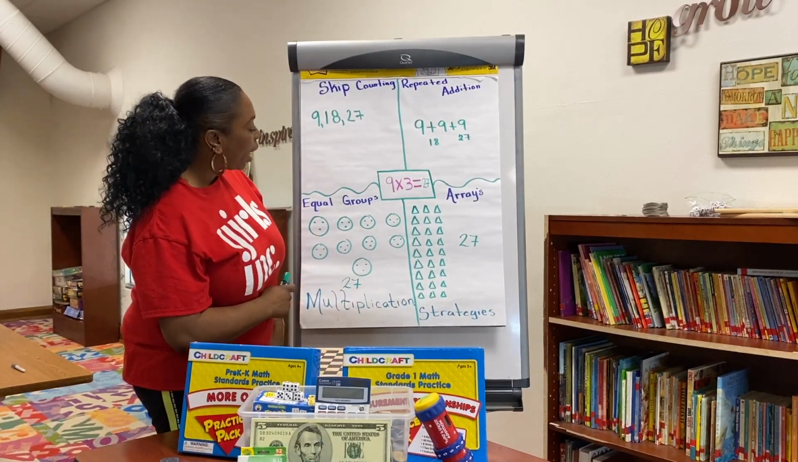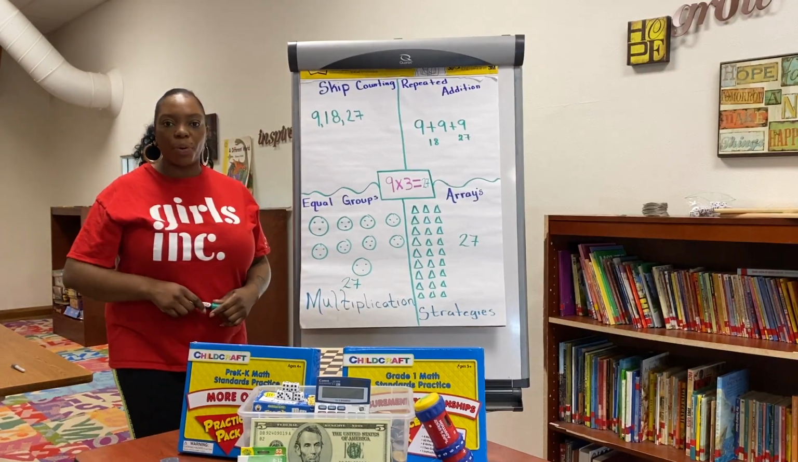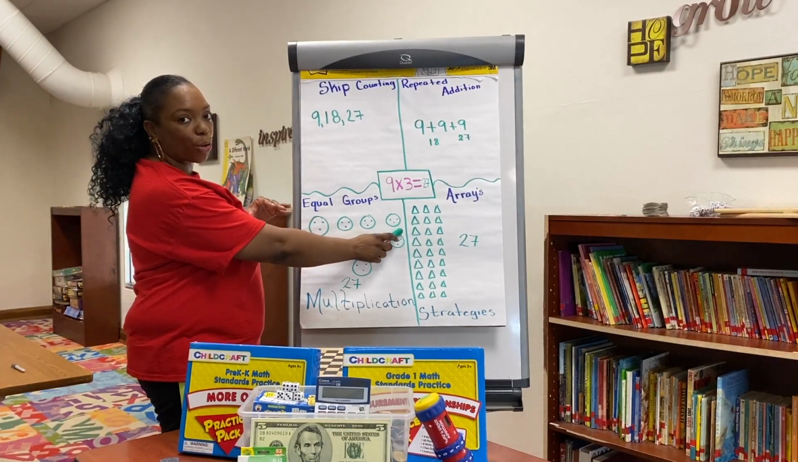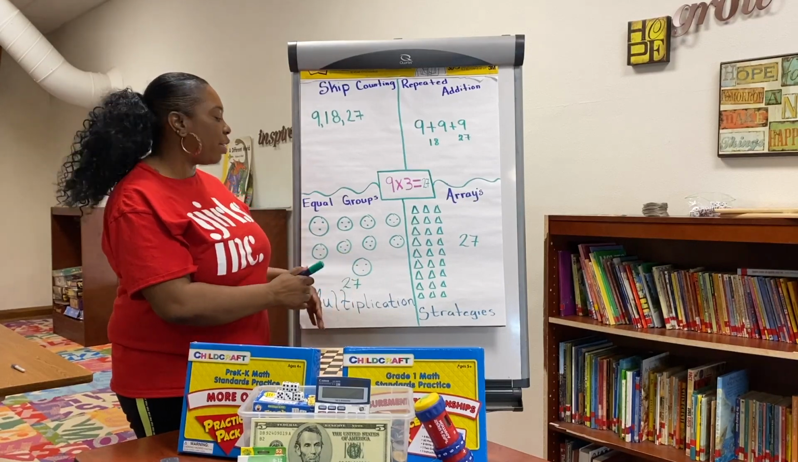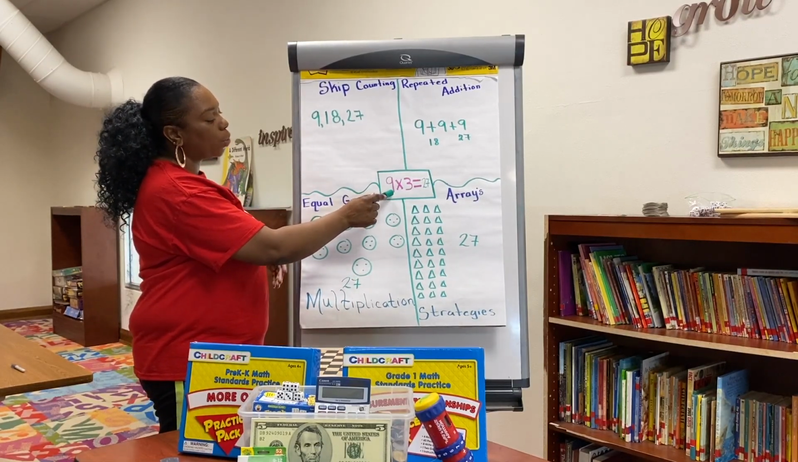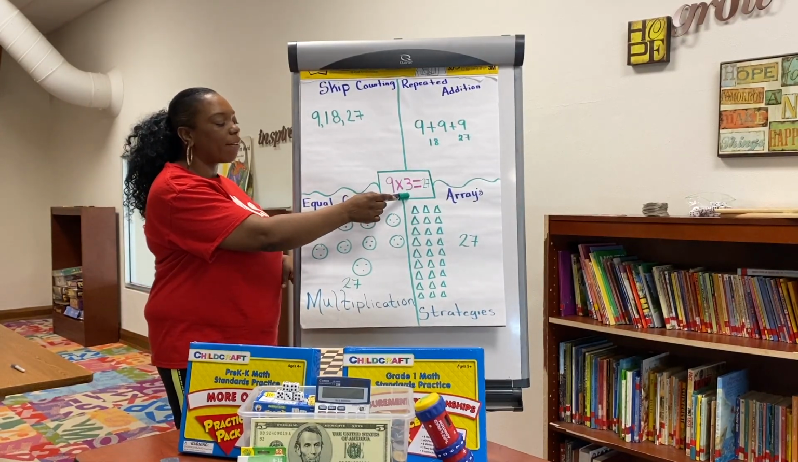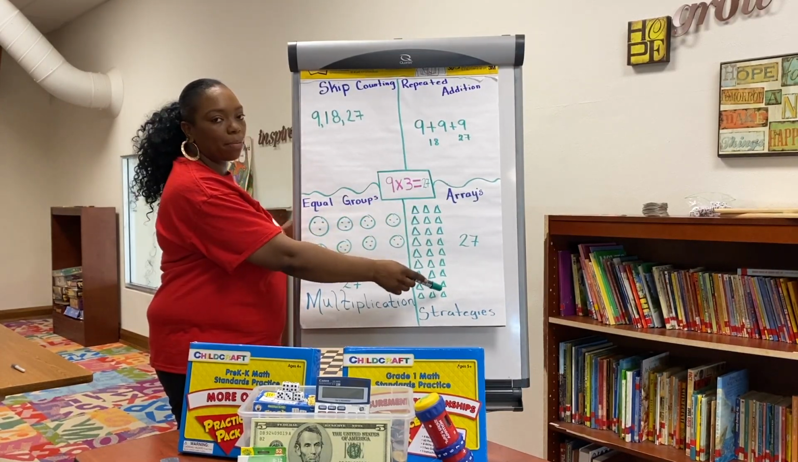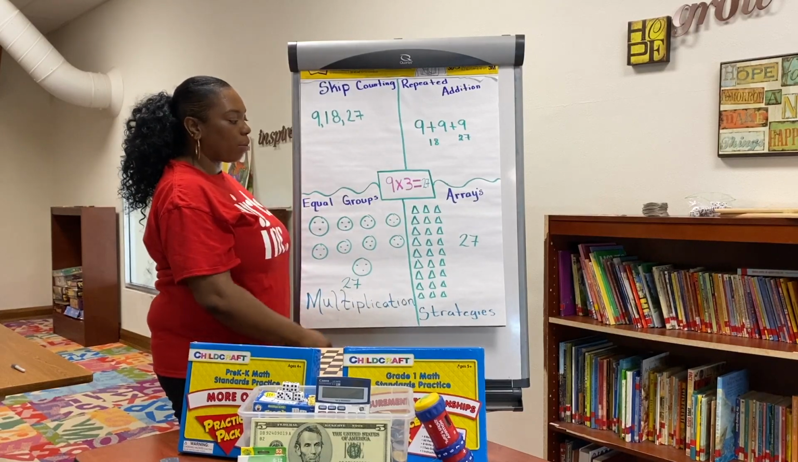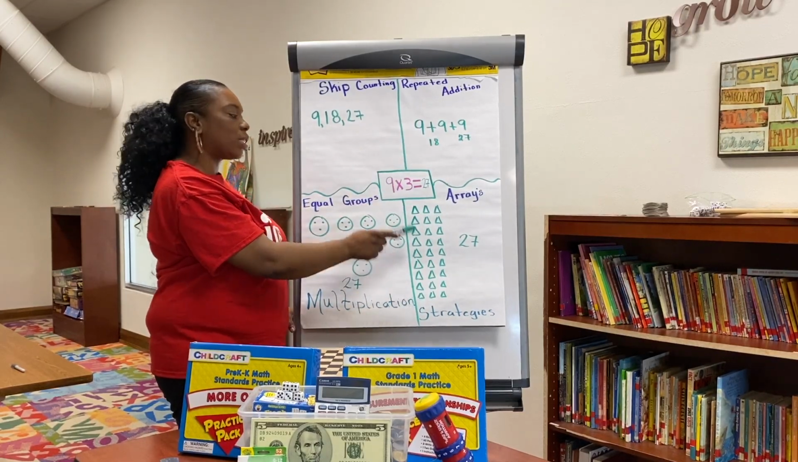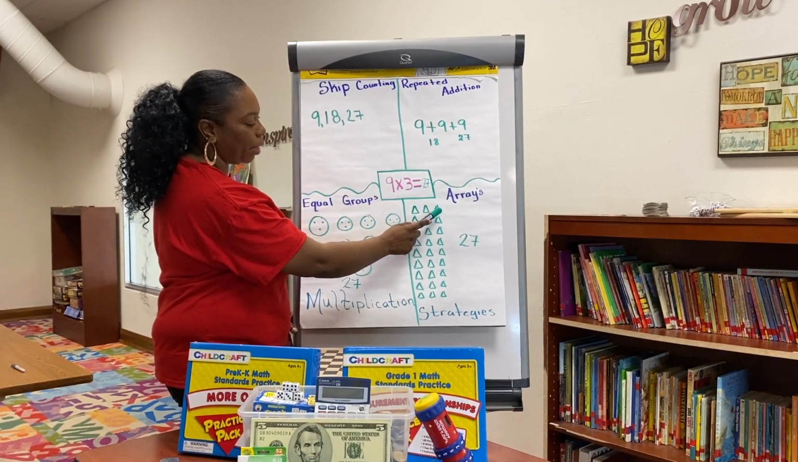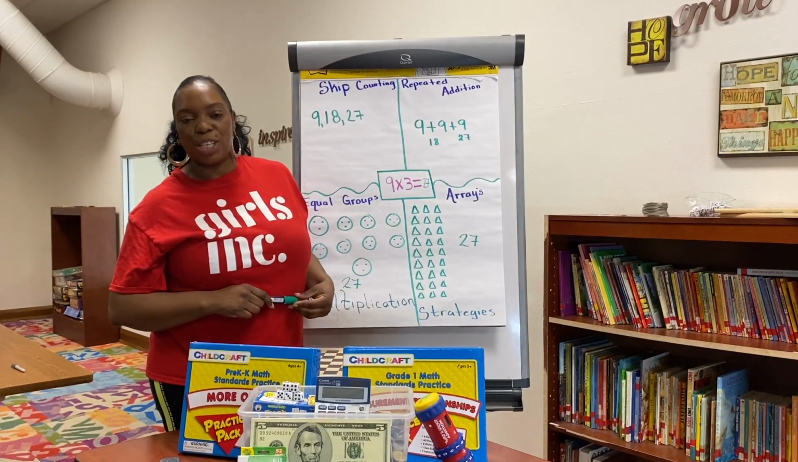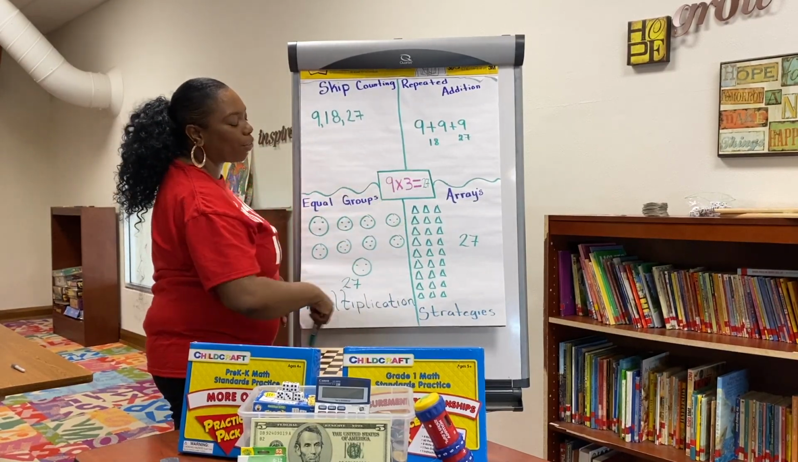Real simple. Equal groups. One thing to remember is groups. Make circles, make groups, boxes, squares, whatever it is you want to use. The first factor will tell you how many groups to make. The second factor will tell you how many to put in each group. And for arrays, remember rows and columns. The first factor will tell you how many rows. The second factor will tell you how many columns to make. If you do this correctly, your product should be the same for all of them.